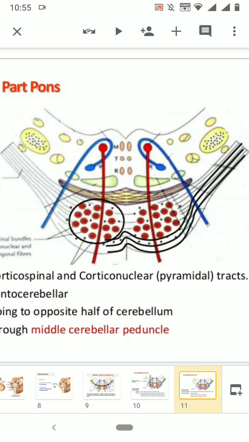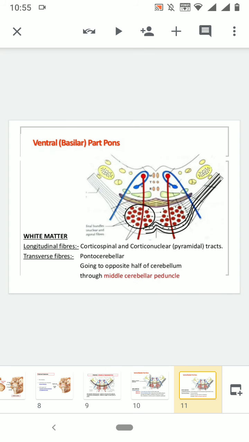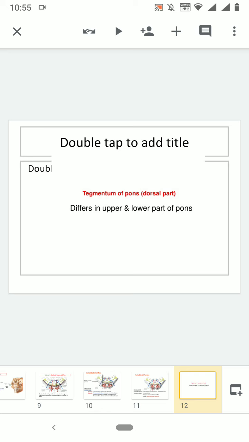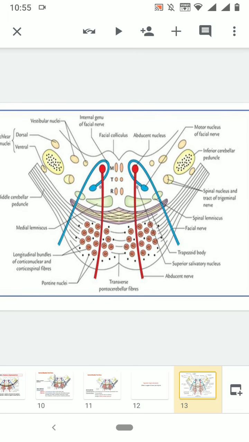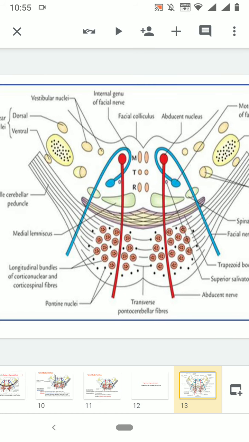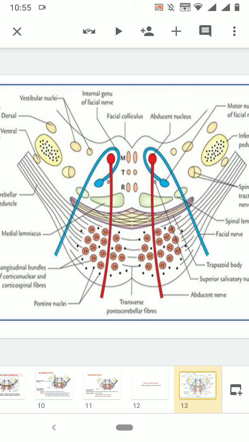So you are only concentrating on the lower half of the diagram, and this basilar part of the pons is similar both in the lower pons and in the upper pons. Whereas when we go to the tegmentum of the pons, or the dorsum of the pons, or the dorsal part of the sections of the pons, that is different in the upper and the lower pons. So let's see how it is in the upper pons. You don't concentrate on the basilar part, you just start concentrating from the structure which is in purple color, a diamond shaped crisscrossing of the fibers, in the center just above the basilar part of the pons.